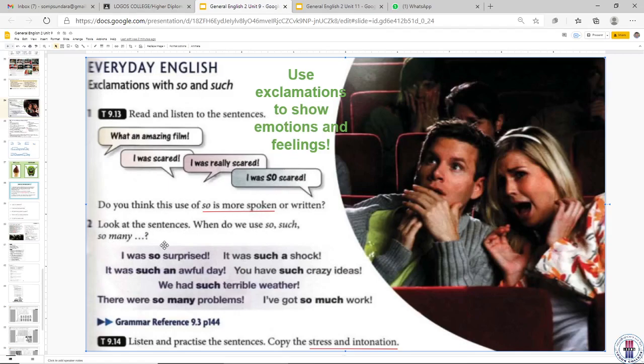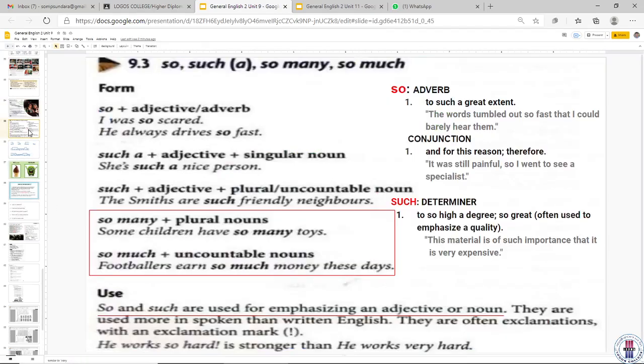So, such, and so many. All right, let's look at so. This is in the back of your book on page 144. You use so and then an adjective or adverb. It kind of means very. Like, I was very scared. You could say, I was so scared.